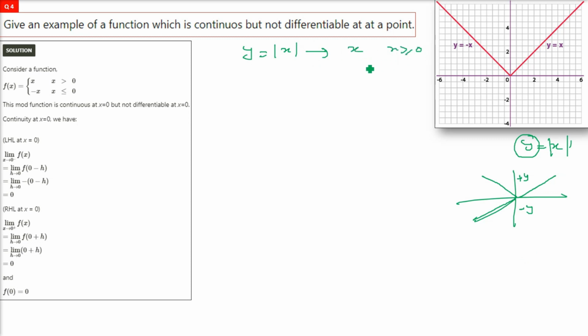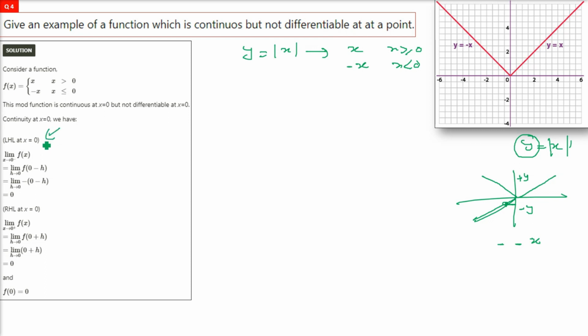Y equals modulus x will be x if x is greater than or equal to 0, or minus x if x is less than 0. Because once you are below, there will be a negative value. So in order to make it positive, because modulus x will always give you a positive value, you have to put a negative in front of it. That is how it is negative x. Okay? So this modulus function, or mod function, is continuous at x equals 0, but it is not differentiable at x equals 0. I hope you will be able to do it.